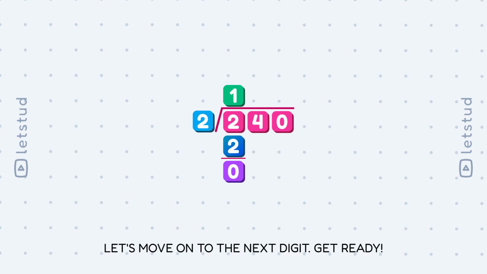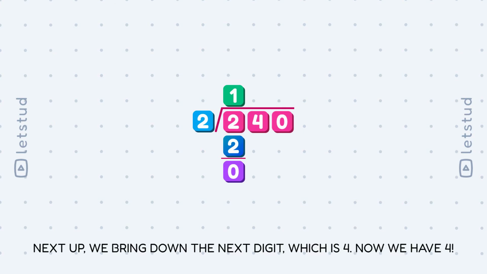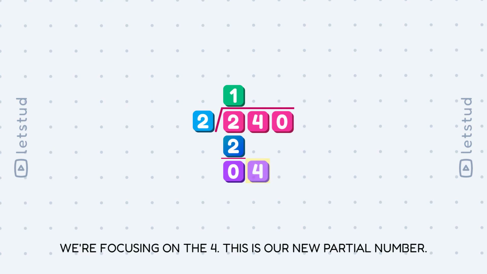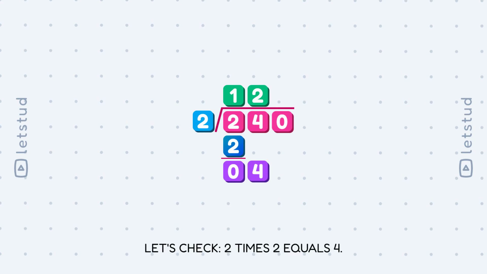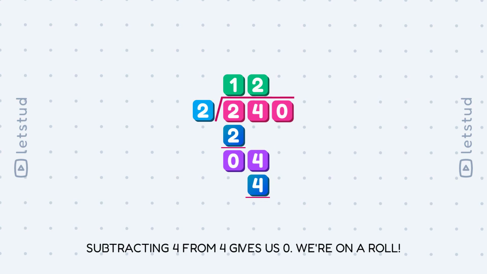Let's move on to the next digit. Get ready. Next up, we bring down the next digit, which is 4. Now we have 4. We're focusing on the 4. This is our new partial number. How many times does 2 fit into 4? It fits 2 times. Let's check. 2 times 2 equals 4. Subtracting 4 from 4 gives us 0. We're on a roll.